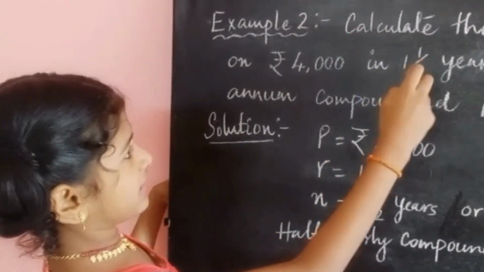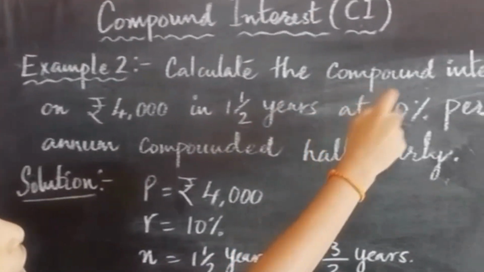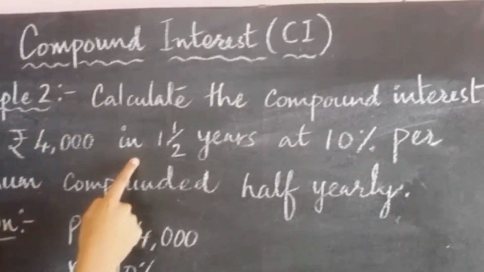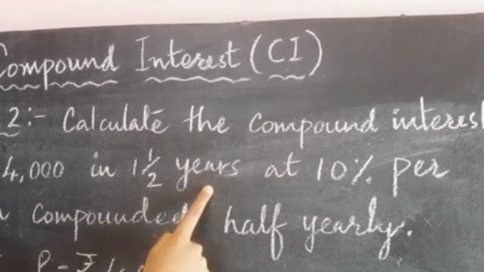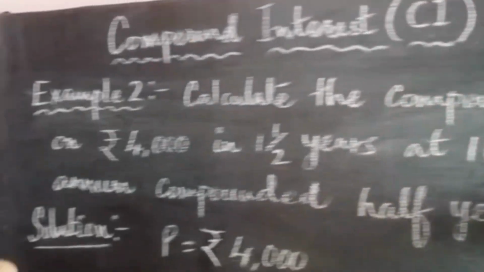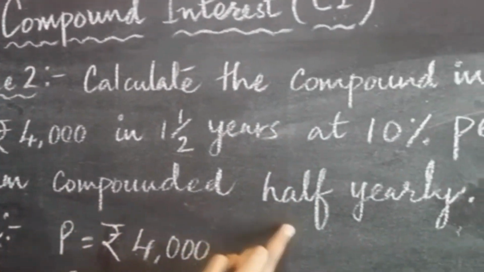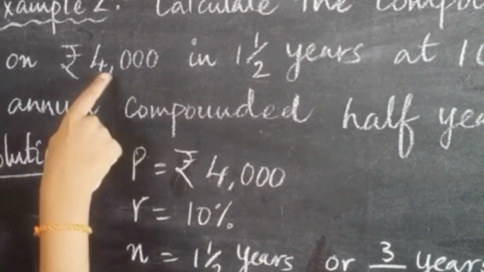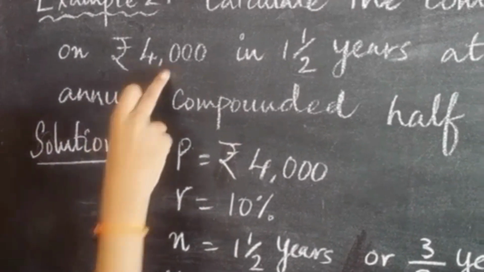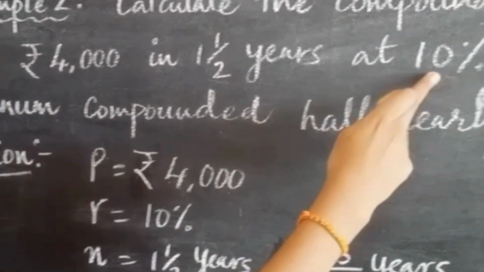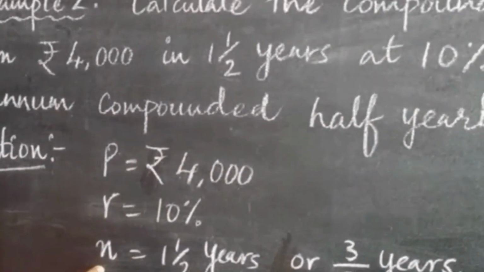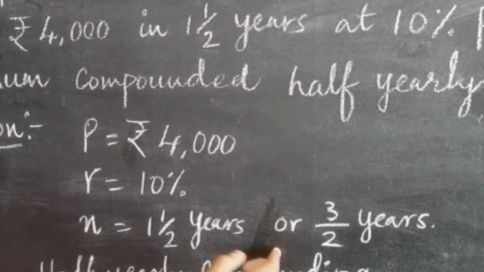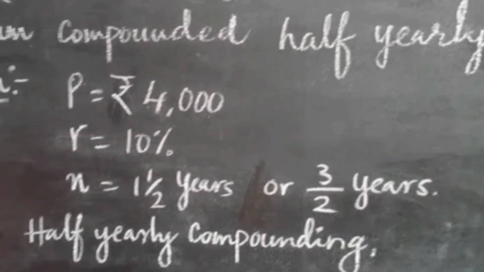Let us see another example. Calculate the compound interest of rupees 4,000 in 1.5 years at 10% per annum compounded half yearly. As P equals 4,000, principal equals 4,000. Rate equals 10%. And number of years equals 1.5, which can be written as 3/2 years.